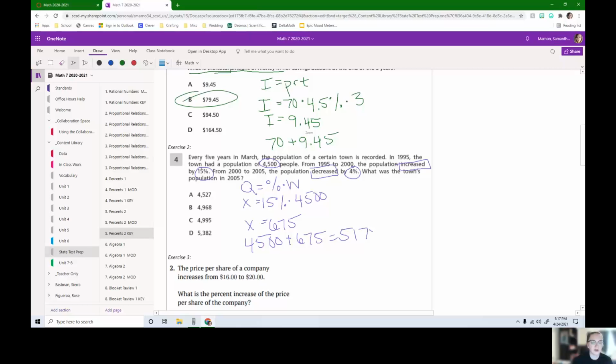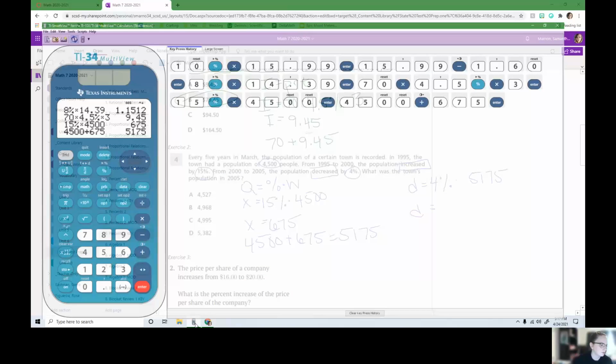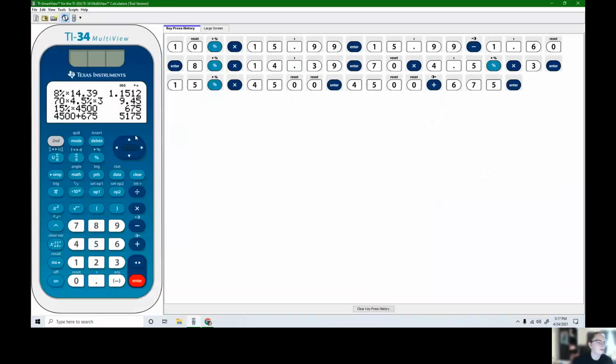So now we need to figure out how much it went down. So we have our percent, 4%, times our whole is now this amount in 2000, 5,175. So we can figure out what 4% of that is. We can subtract it. So 4% times 5,175 is 207. So if we subtract that, our final answer is 4,968.